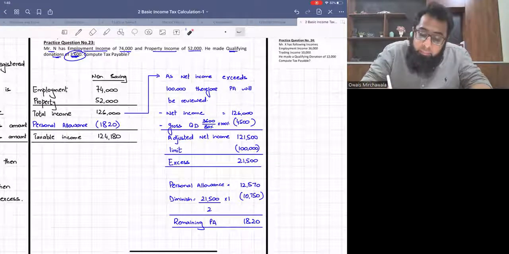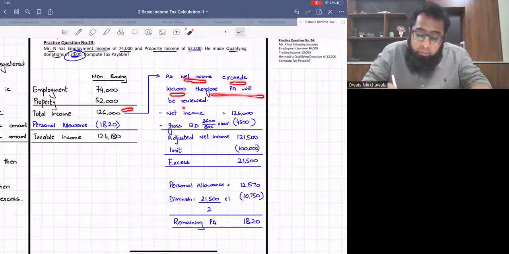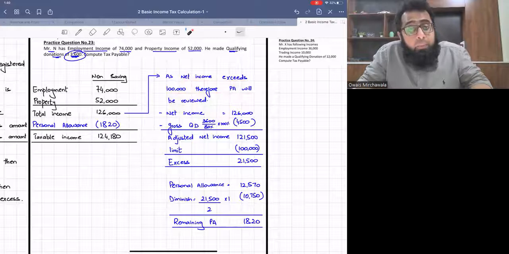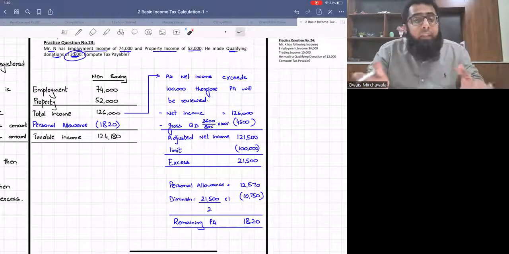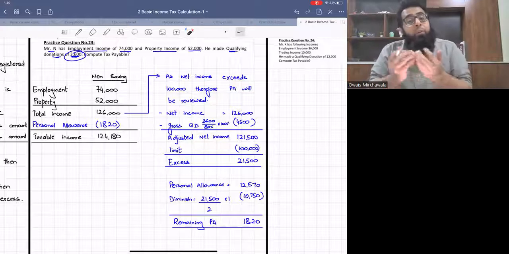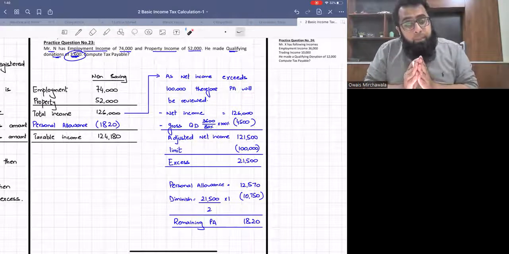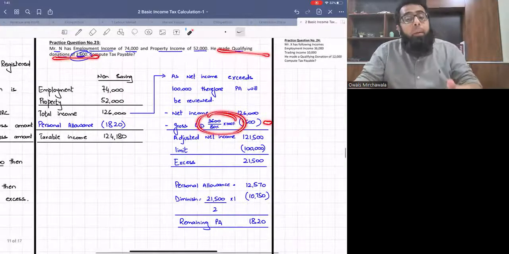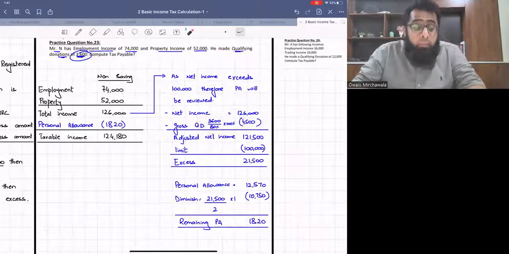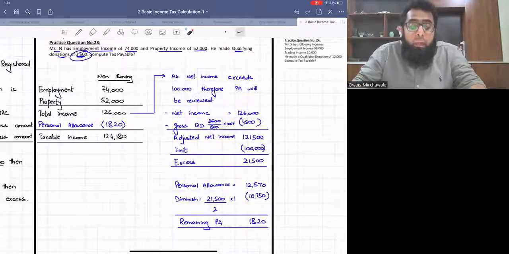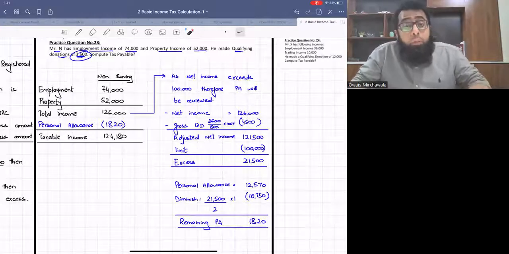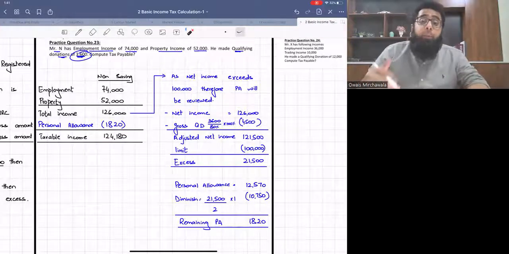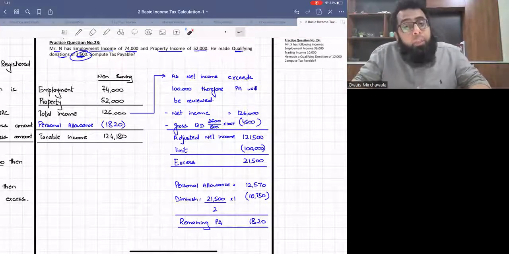Now, as the net income exceeds 100,000, therefore personal allowance will be reviewed. The net income was 126,000. Always, whenever the income exceeds 100,000, we have to review the personal allowance. Now, there was a qualifying donation of 3,600, which was grossed up. Why was it grossed up? It was grossed up because whatever you contribute is 80%. The tax department says that, okay, we'll give the remaining 20%.